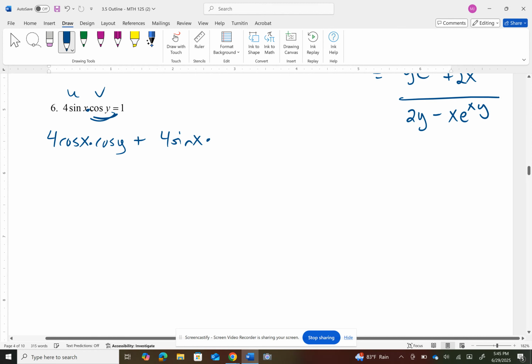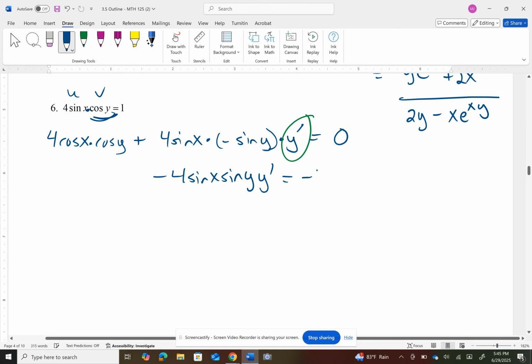Now, when you do the derivative of cosine of y, that's going to be negative sine y times y prime, because y is the inside function, so you need to do the derivative of it. Then the derivative of 1 would be 0. So on this one, we just have a y prime here. So I'm just going to organize this a little better. So this would be negative 4 sine x sine y, y prime. Okay, and I'm going to go ahead at the same time and move that other term over. So I'm going to subtract it, so that's why it's negative now.